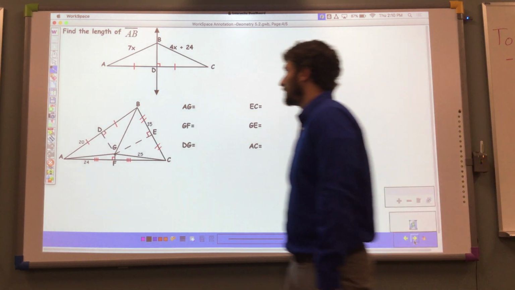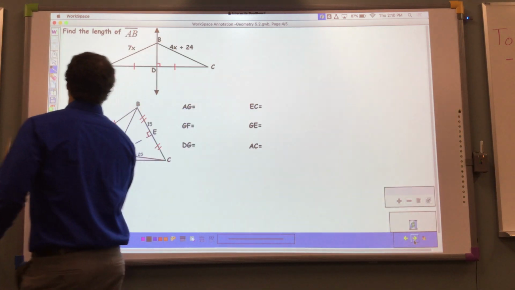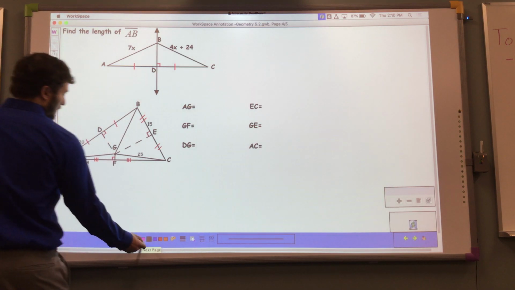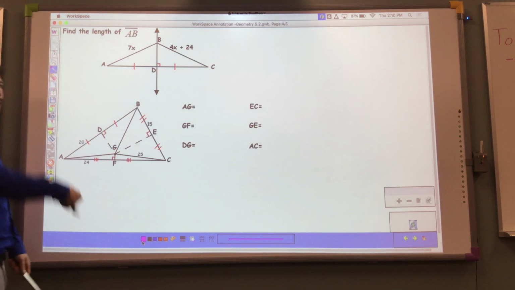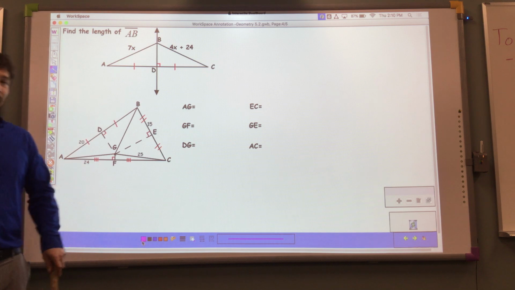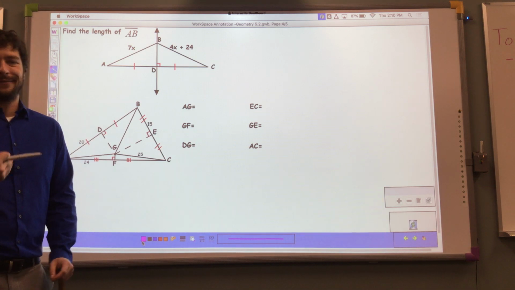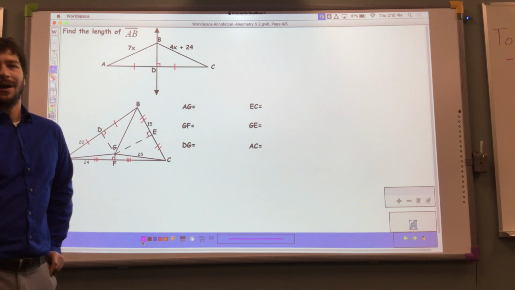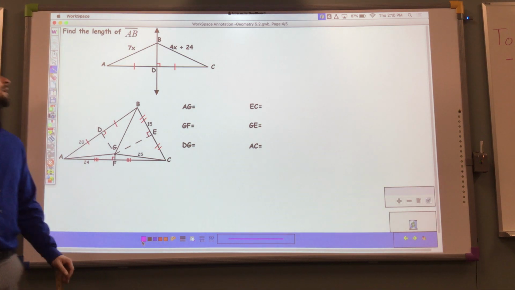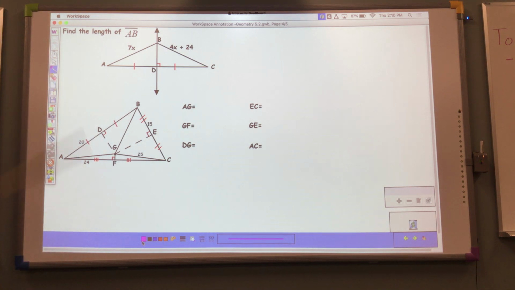So some quick examples. Just find the length of AB. Now, again, a lot of times in geometry, you just go, hey, let's set them equal, which a lot of times is true, but then you're not going to quite understand why. And understanding why helps you with things like proofs. So finding the length of segment AB.